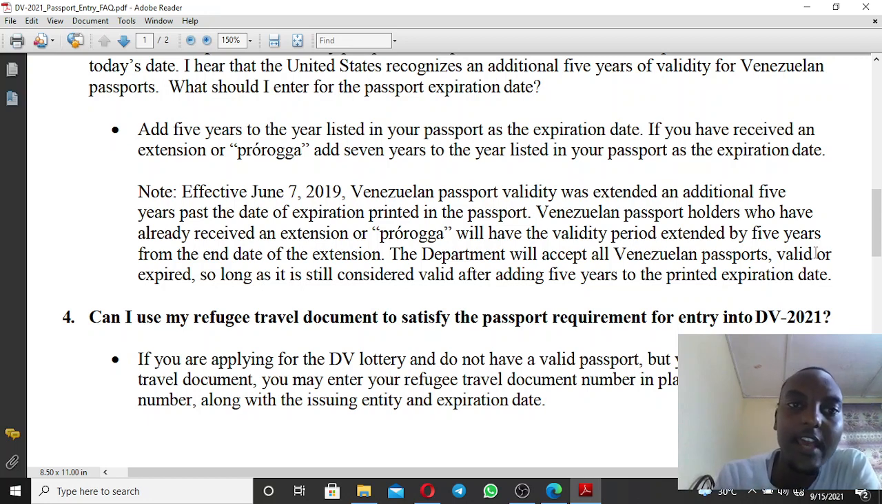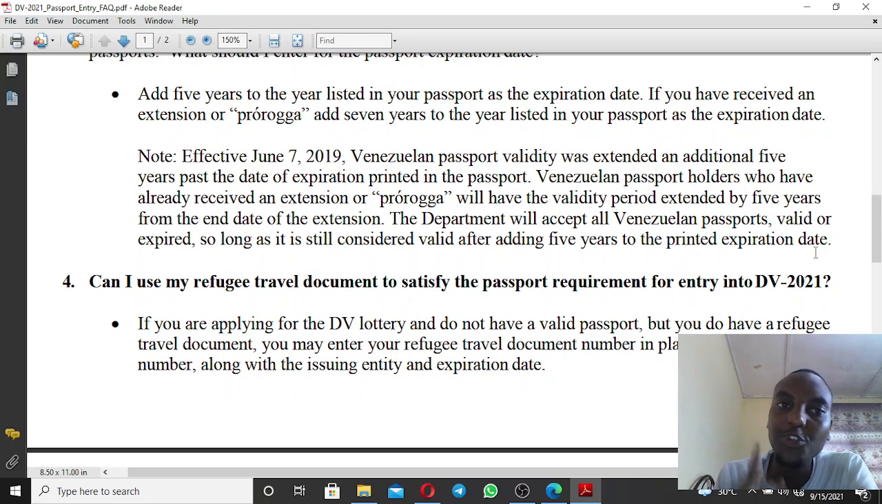If you have received the extension or prórroga, I don't know how to pronounce this word because it is in the Venezuelan language, so it means extension. Those people who know this language will know this term. Add 7 years to the year listed in your passport as the expiration date. But you should note that effective June 7, 2019, Venezuelan passport validity was extended an additional 5 years past the date of expiration printed in the passport.